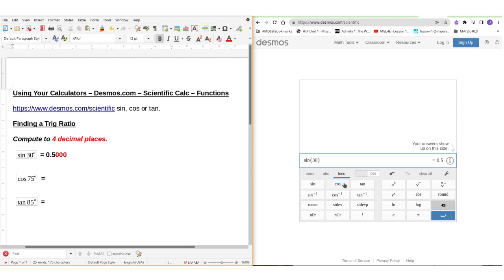So now, if I want to do cosine of 75, all I got to do is clear this. I'm going to hit cosine of 75, and then, boom, there is my answer. Notice, I need to get to 4 decimal places, so I'm going to have 0.02588, and because there is a 1 beside that 8, I'm not going to have to increase my number by rounding properly. So there's my answer, 0.2588.